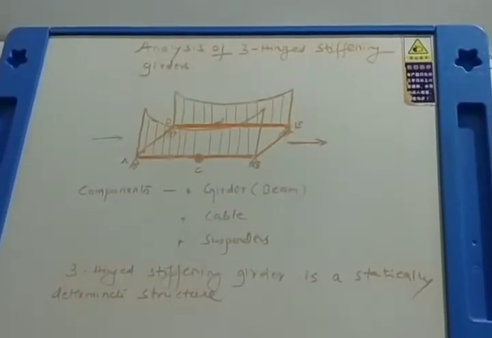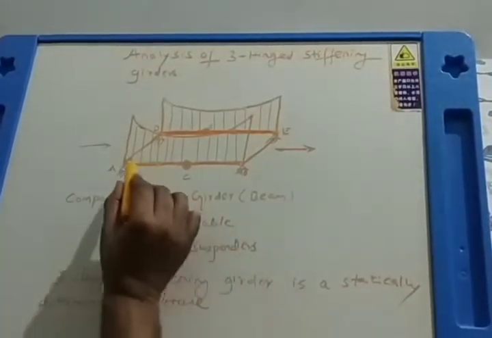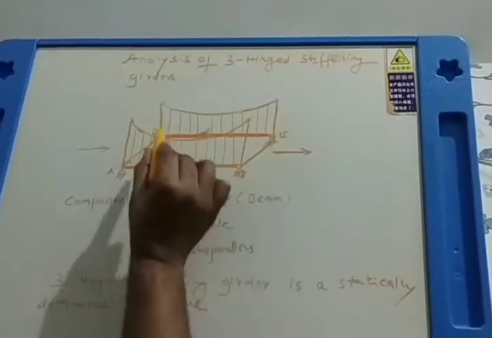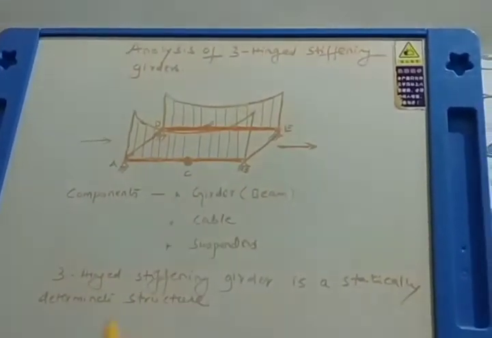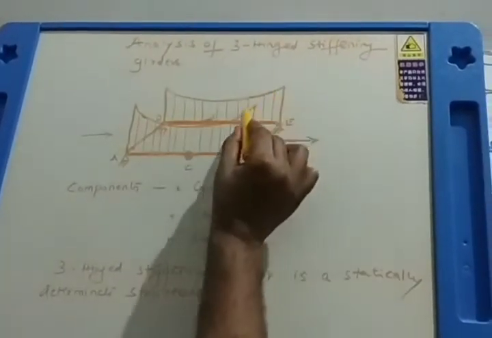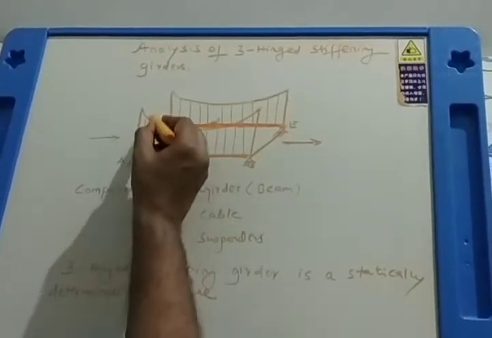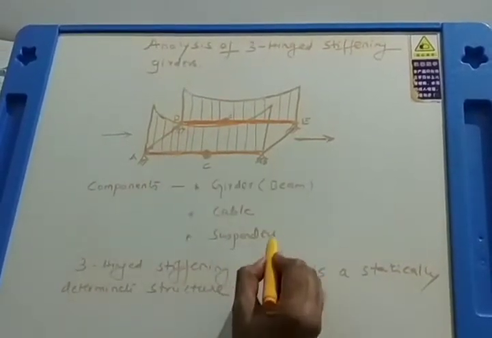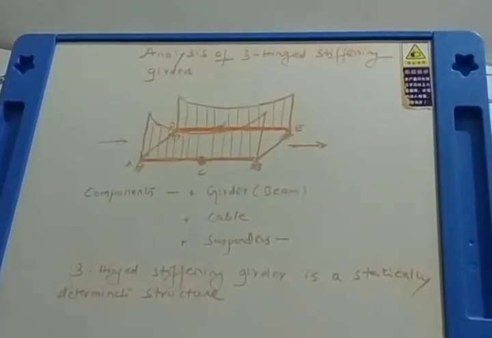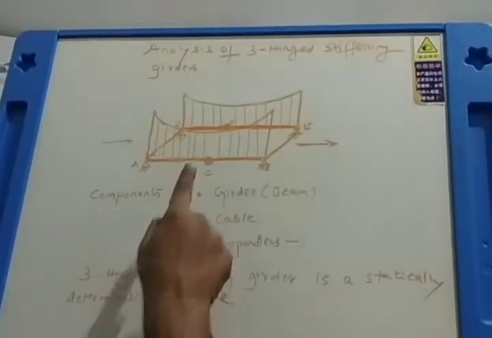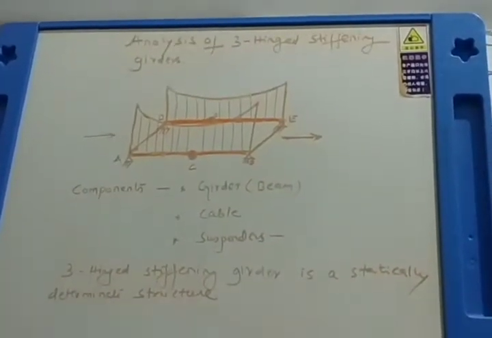Now this three-hinged stiffening girder will have basically three components, as you can see. The first is the girder itself, which has three hinges. You can see this girder or this girder. That is a girder, nothing but a deep beam, and then a cable with a certain central dip. Then the cable and the girders are connected by closely spaced, what we call suspenders. So this is how a three-hinged stiffening girder looks. And you should understand that because of the third hinge, this three-hinged stiffening girder is a statically determinate structure.